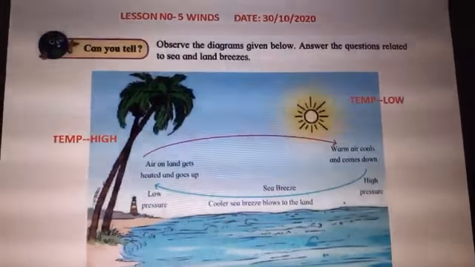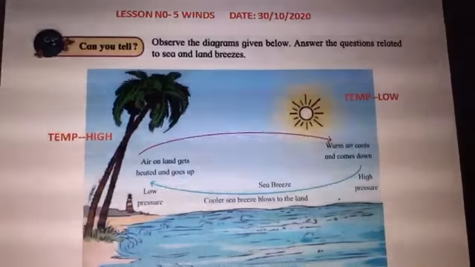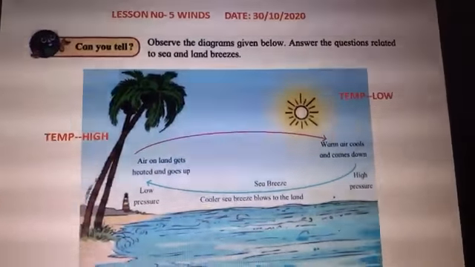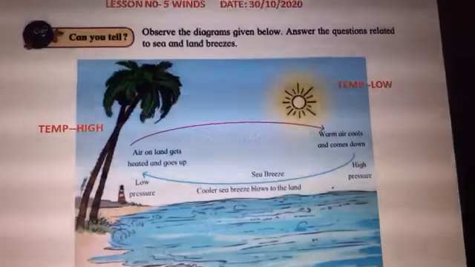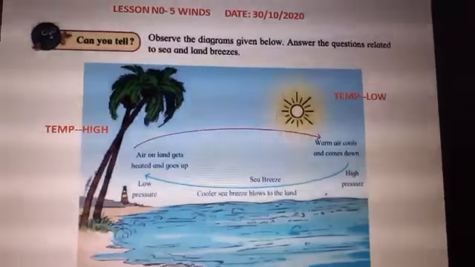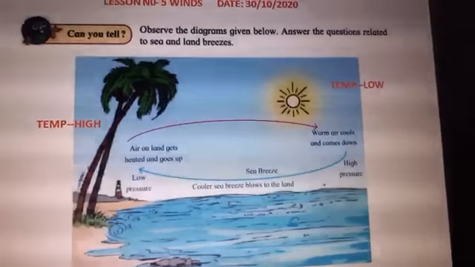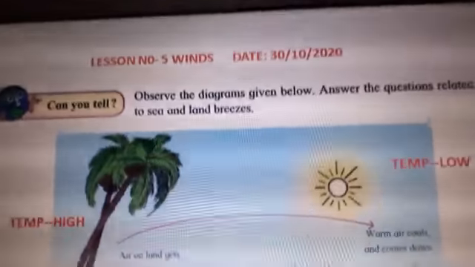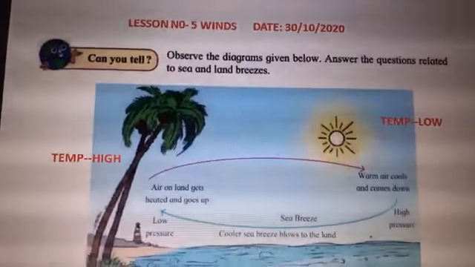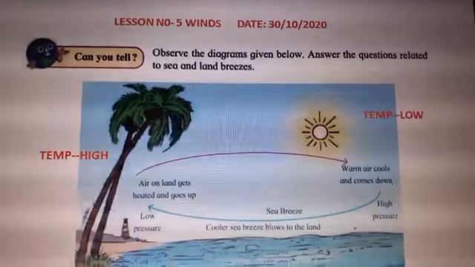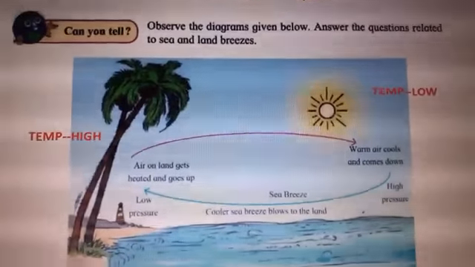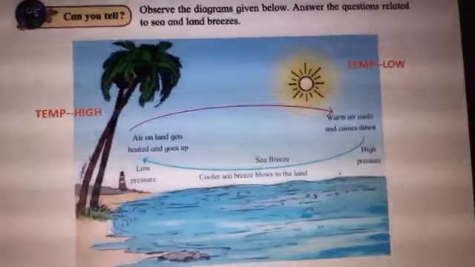That is, the winds which blow from mountain towards the valley and from valley towards the mountain during the daytime and the night time. Let us continue today with the sea breezes and the land breezes. So let us continue with our chapter, lesson number 5, Winds. Now here, children, you can see a picture is shown.